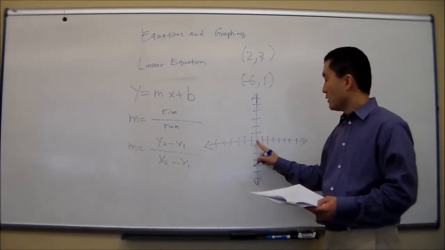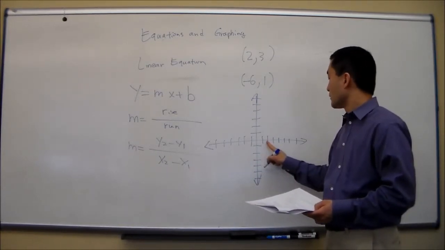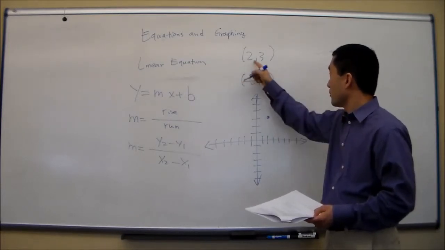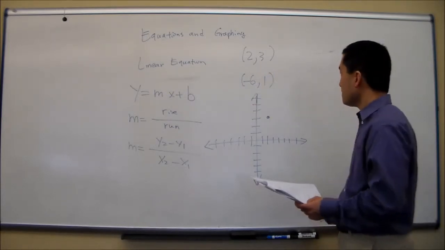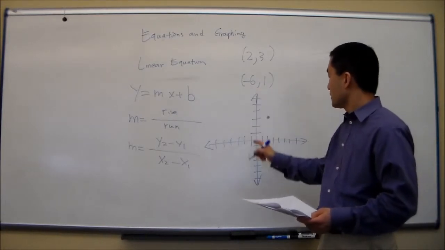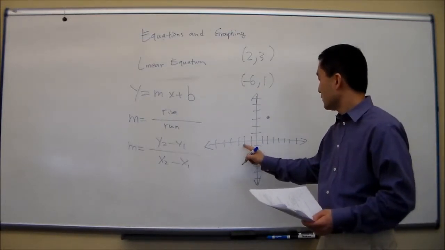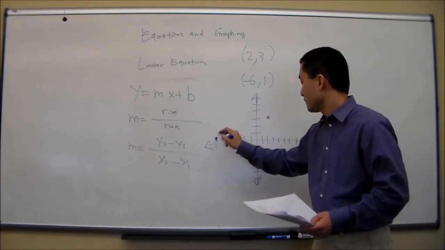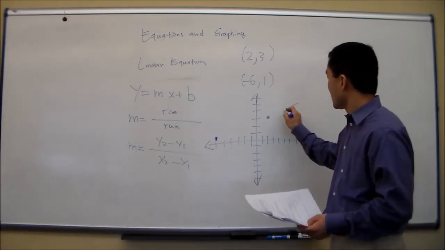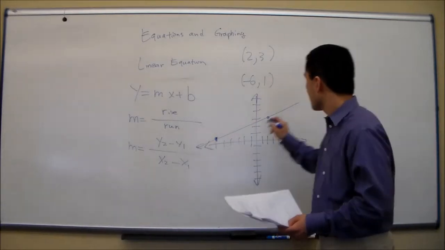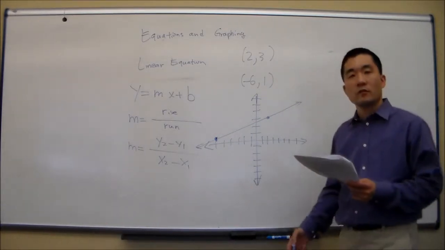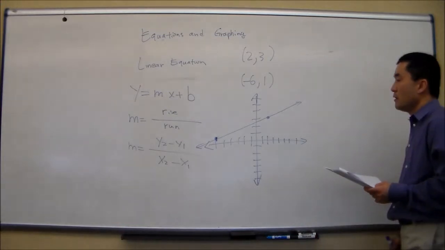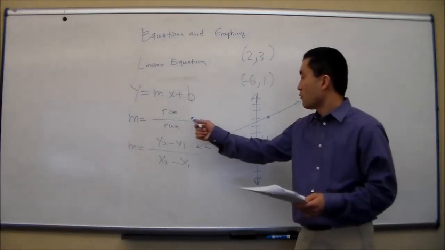Start here. 1, 2. Go up 3, 1, 2, 3. But these are both positive. Next one is -6. So let's do -6 first. 1, 2, 3, 4, 5, 6, and then the 1. So it's over here. So the graph will look like this. Okay. Looks like the slope should be a positive number. We'll see. So let's use the rise over run business.